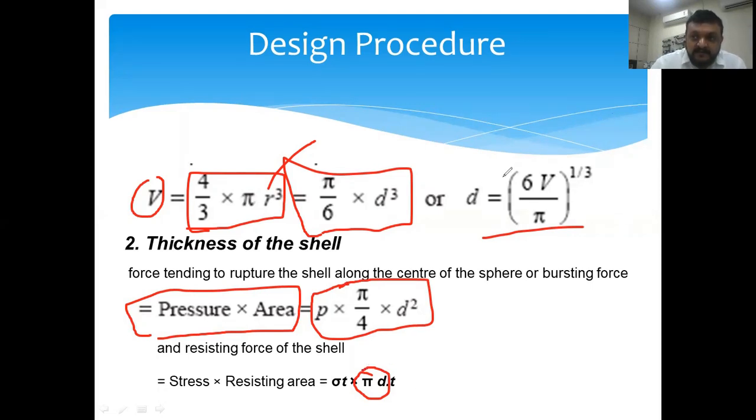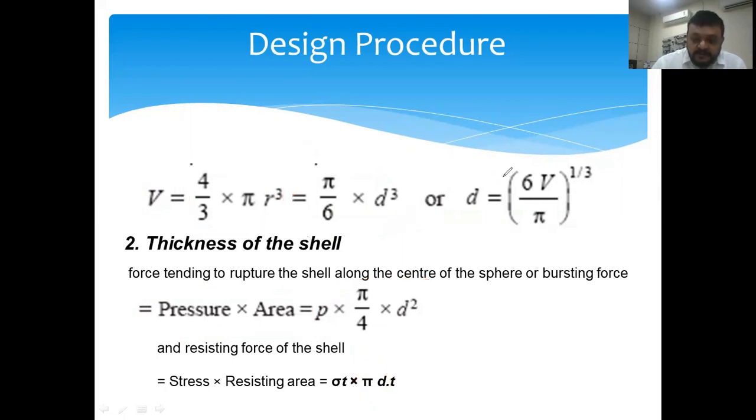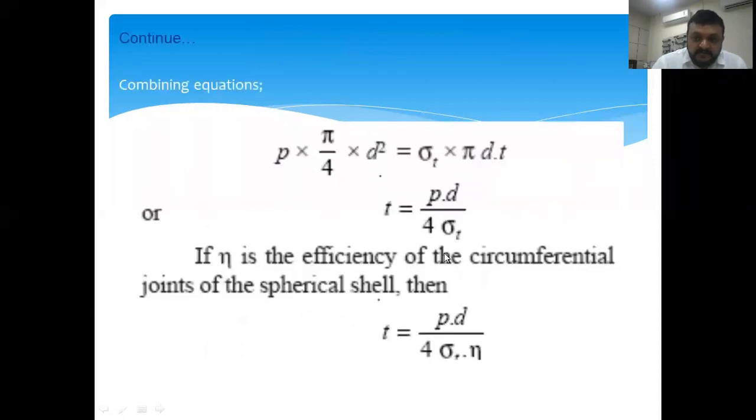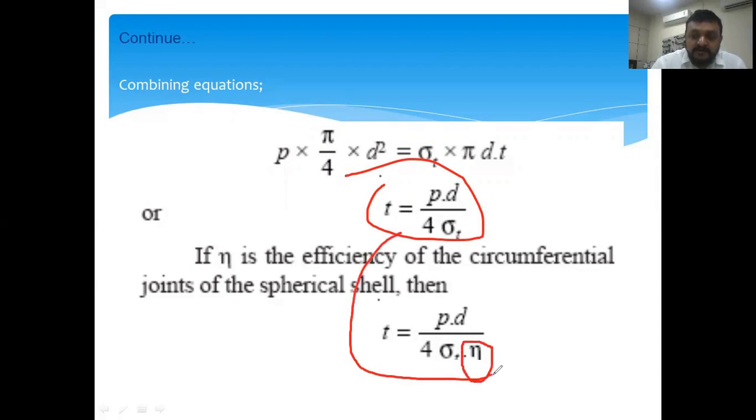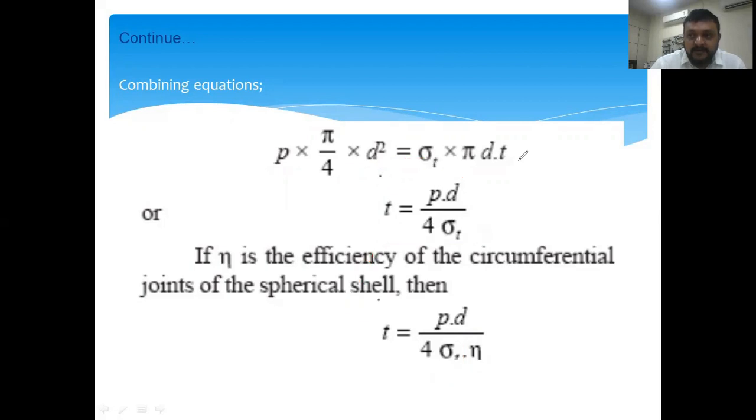And equating these terms will give you the final equation of the stress or thickness t: P into D over 4 into sigma T. And you can also use efficiency here. If the efficiency of the joint needs to be considered, then you have to compulsorily use eta in this equation to calculate the thickness. So automatically the thickness becomes higher to make it more safe.